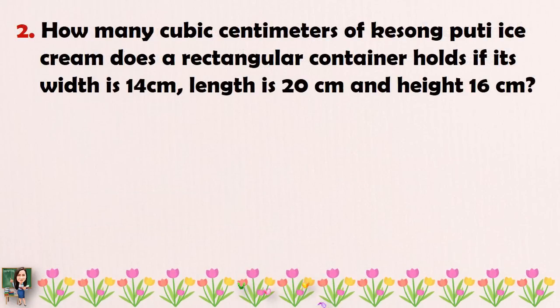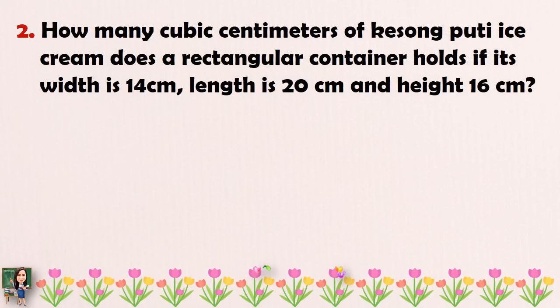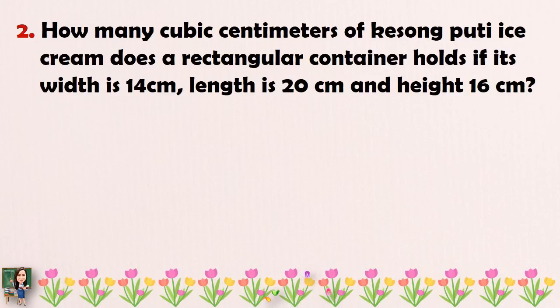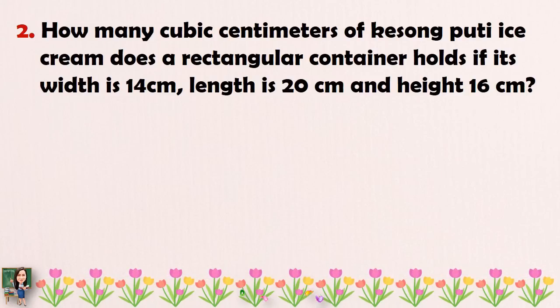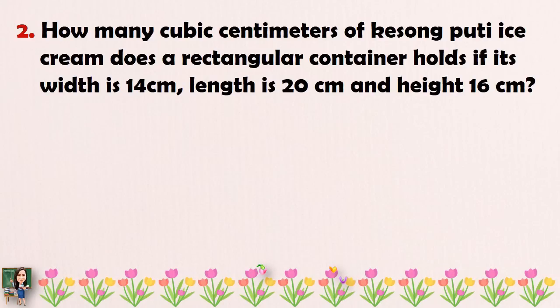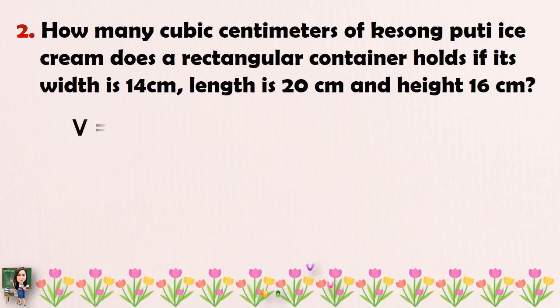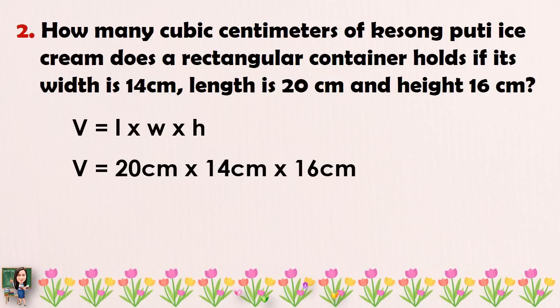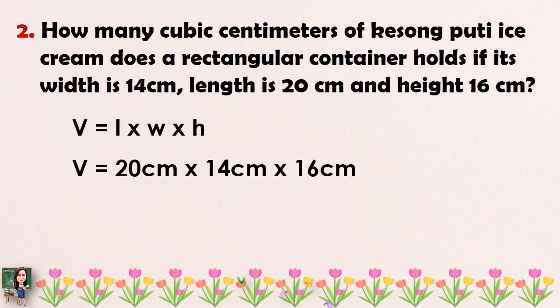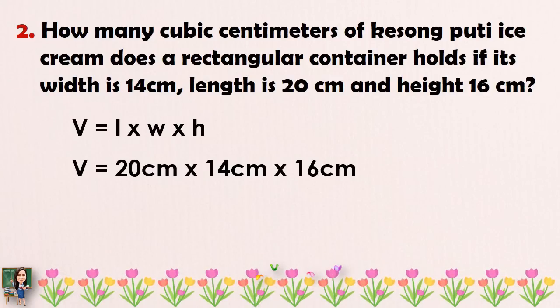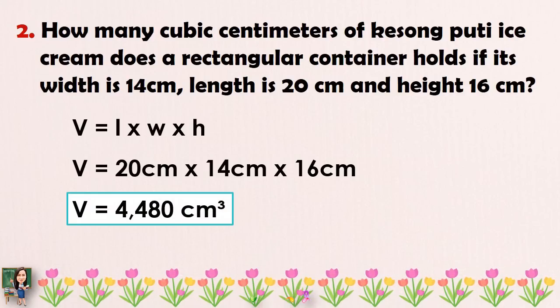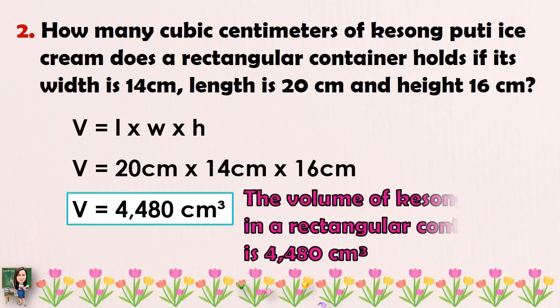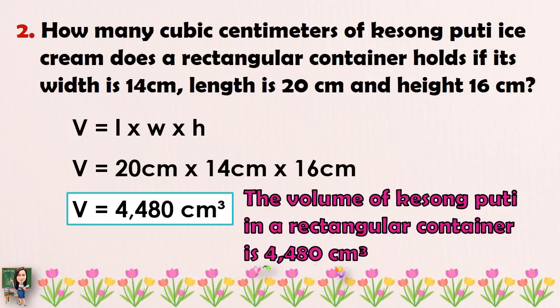Number 2. How many cubic centimeters of Quezon Puti ice cream does a rectangular container hold if its width is 14 cm, length is 20 cm, and height is 16 cm? Use this formula, where the length is 20 cm, the width is 14 cm, and the height is 16 cm. 20 times 14 times 16 equals 4,480 cubic centimeters. The volume of Quezon Puti in a rectangular container is 4,480 cubic centimeters.